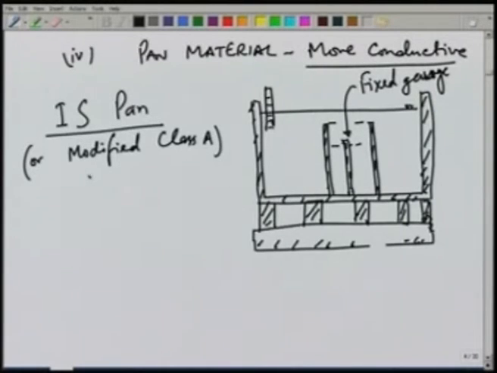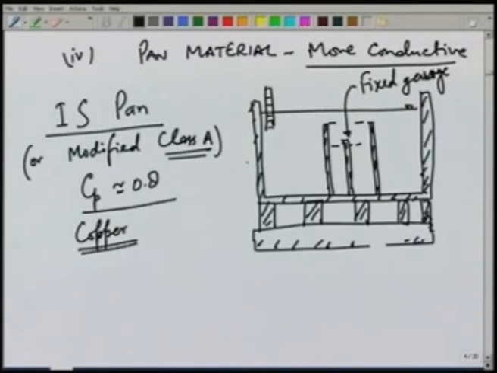This pan has a coefficient Cp of about 0.8, and the other modification which is done in the class A pan is that we had used galvanized iron in the class A pan, but in the IS pan typically we use copper as the construction material. It is also painted white on the outside.